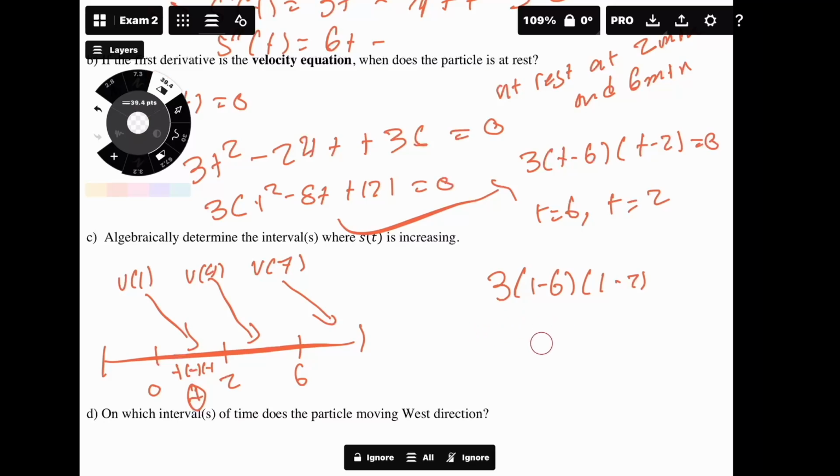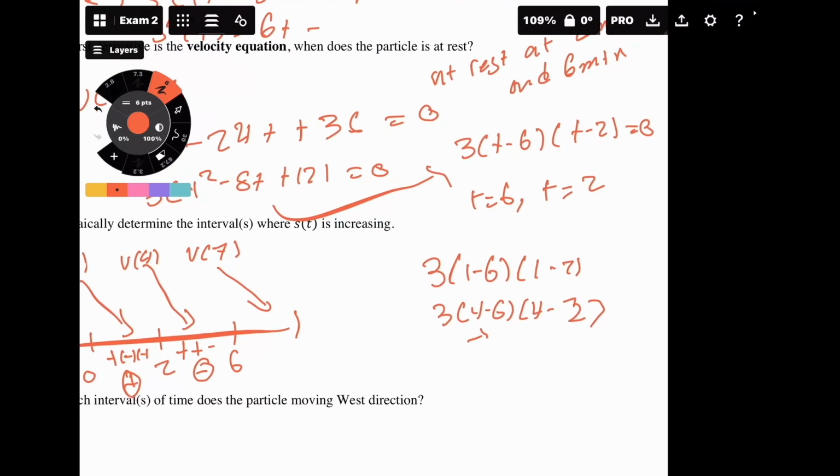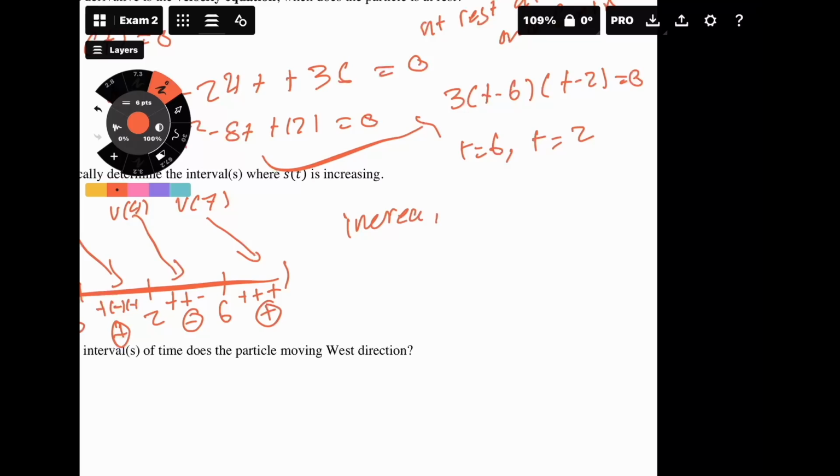We can now do the same thing with the other one. V of 4: 3 of 4 minus 6 of 4 minus 2. So this is also going to be positive, positive, negative, which is going to be negative, since 4 minus 6, that negative 2 is going to overrule everything. Now we can do the final one. Since 7 is going to be greater than everything, this is going to be positive. So we know where the intervals are now. So increasing at 0 to 2, union 6 to infinity.